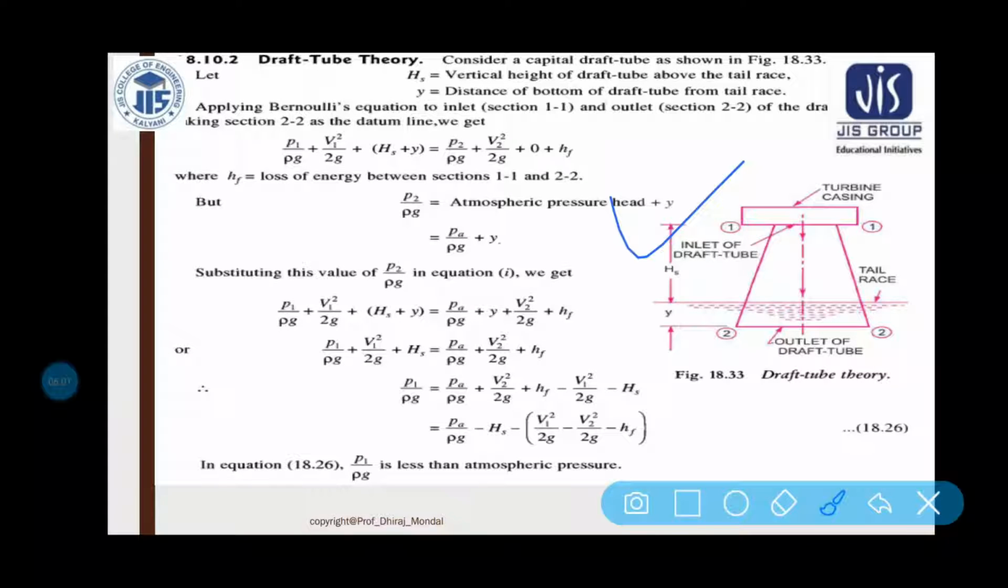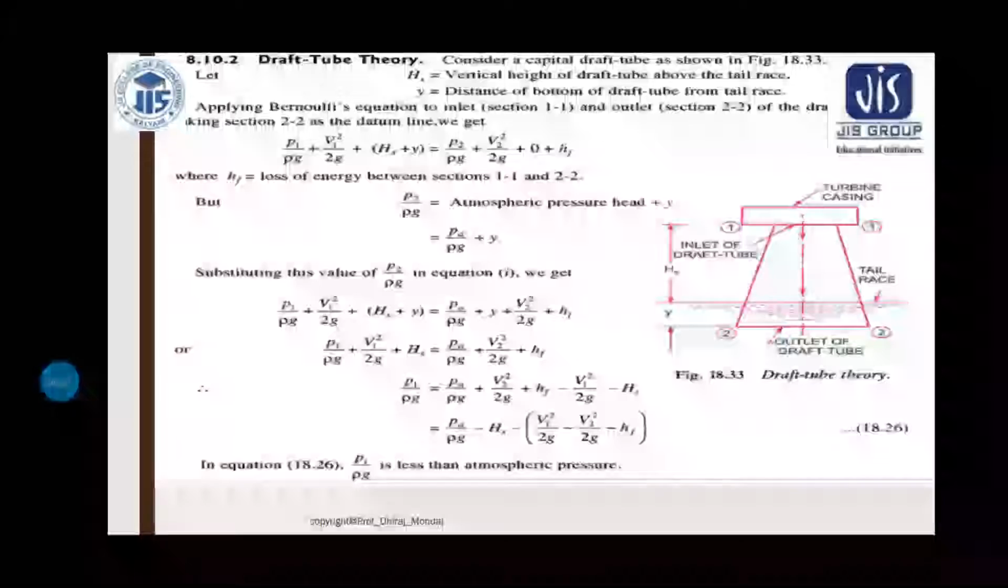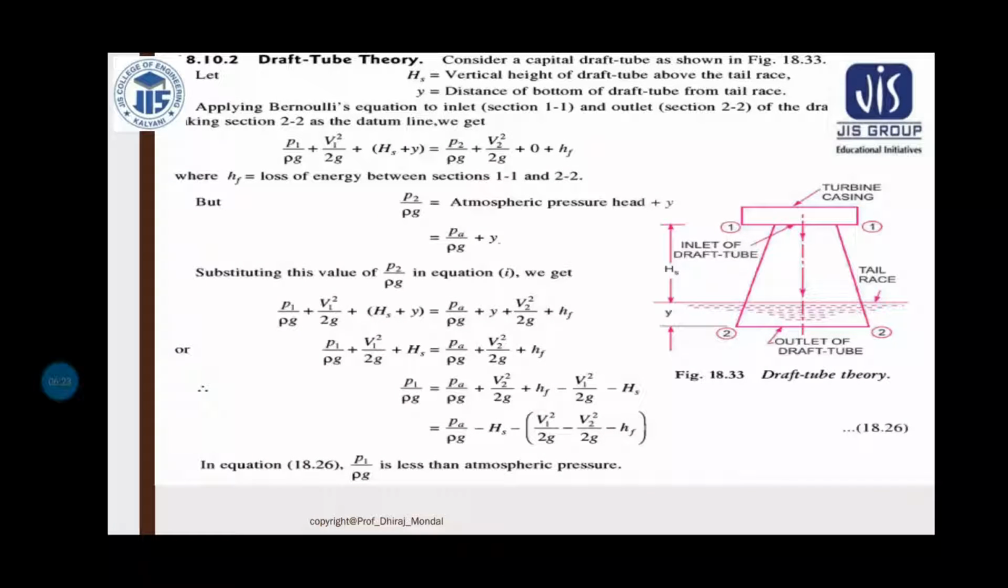So that is the theory. In this theory we will be discussing whether the pressure head is increasing or not. So let us consider the draft tube theory, where HS is the vertical head of the draft tube above the tail race. So HS is equal to the vertical head of the draft tube above the tail race.